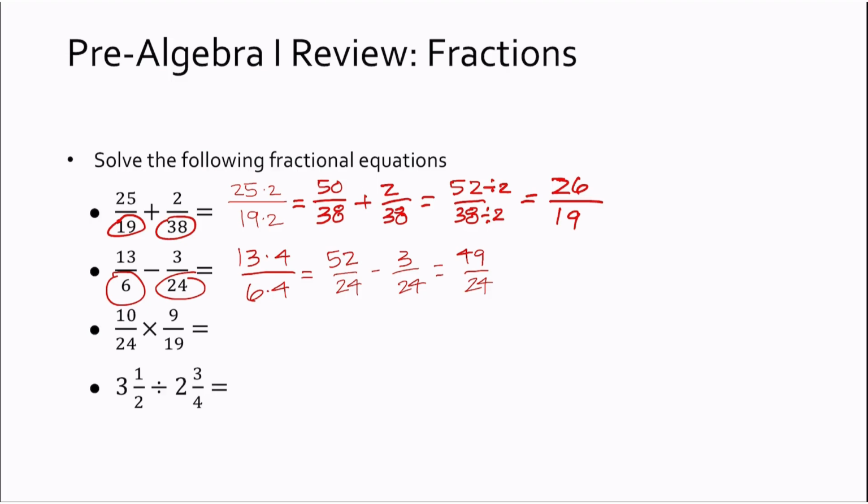With this next one, I have multiplication, so I can multiply straight across the top and the bottom. 10 times 9 is 90, and 24 times 19 is 456. Now with this one, it's not super clear how I can simplify this the quickest way.